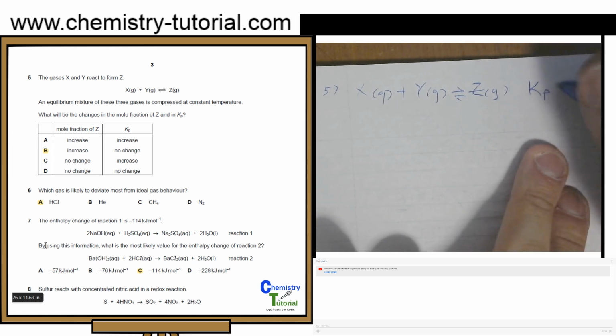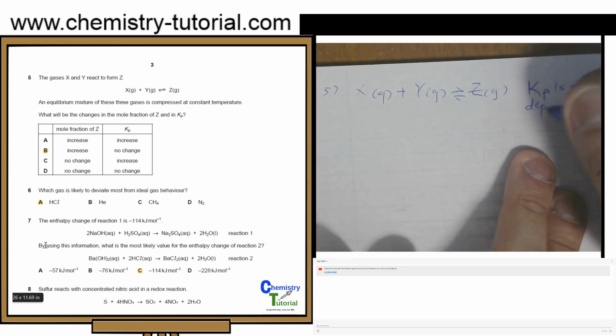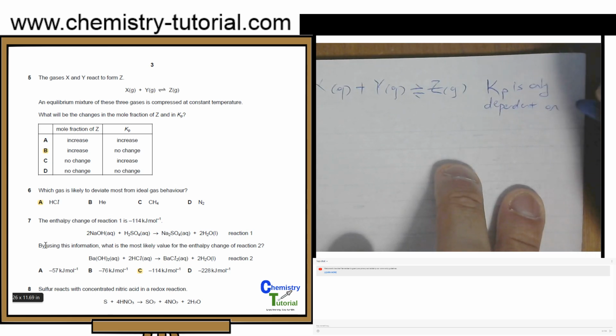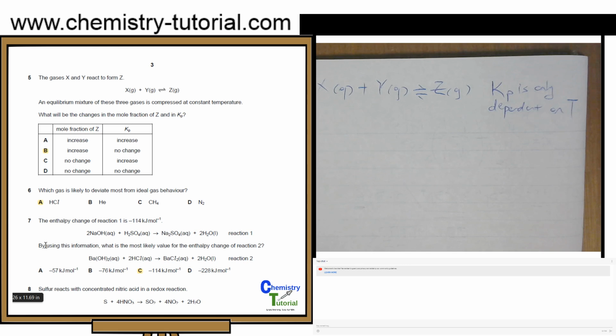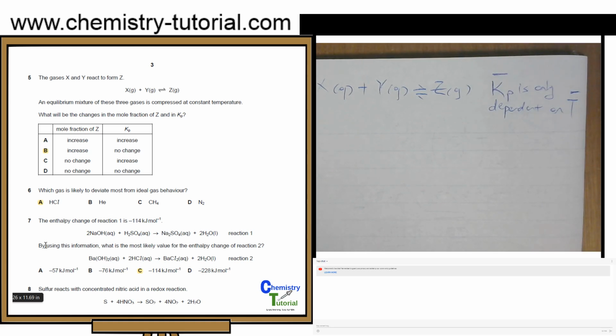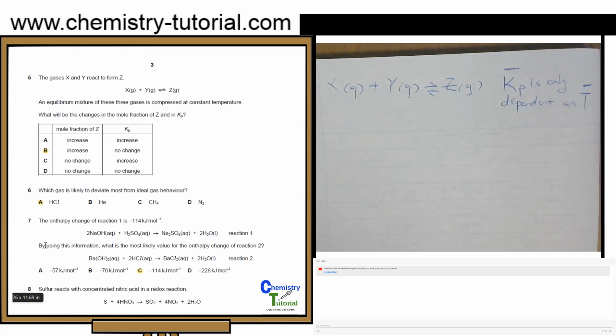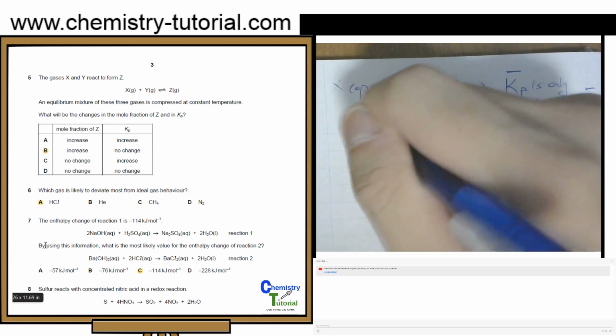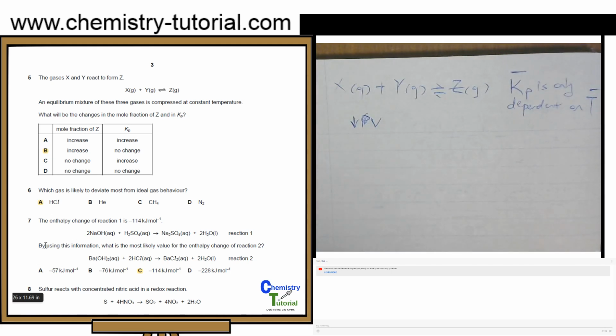Now, the Kp is only dependent on temperature. Since we are told that this equivalent mixture was compressed at constant temperature, that means if temperature is constant, there should not be any change in the equilibrium constant Kp. That means we should only consider option B and D. Now, but you notice that the mixture was compressed. So if you are compressing the mixture, in other words, you are reducing the volume. That's why you're compressing it.